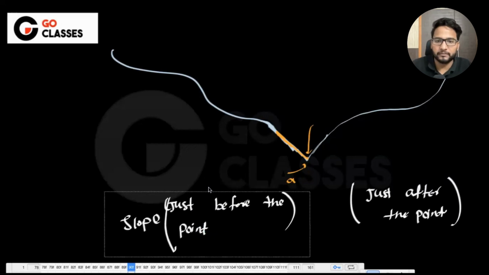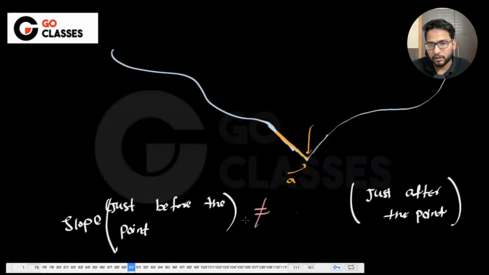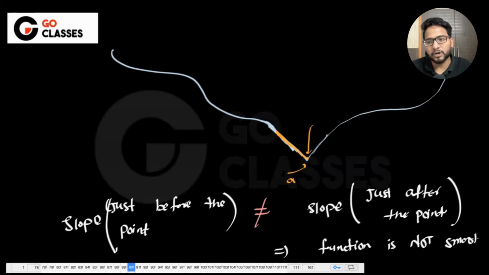This is just in layman terms. Obviously, we will define it mathematically, but if these two are not equal, then I will say the function is not smooth. Is this clear to everyone? Then it means the function is not smooth, which means the function is not differentiable at this point. Just within the interval of plus h and minus h, that is, just before and just after, if slopes are changing so drastically, then I will say the function is not differentiable.